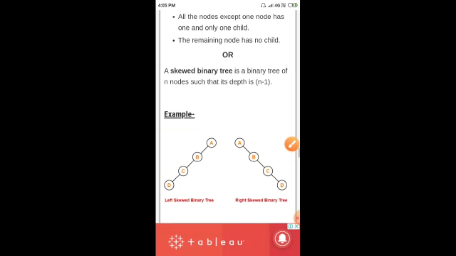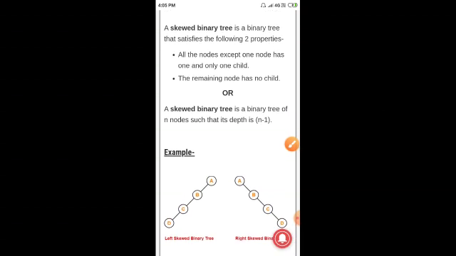Such type of binary tree we have to call a skewed binary tree. See here, except one node, all nodes have only one child. Take this one, how many children are there? Only one. For this one child, for this one child, for this one, zero children. This is the exception. For the remaining, all have only one child. So this type of binary tree we have to call a skewed binary tree.